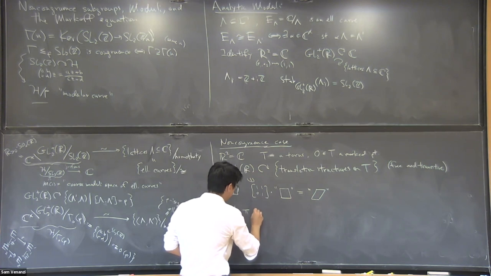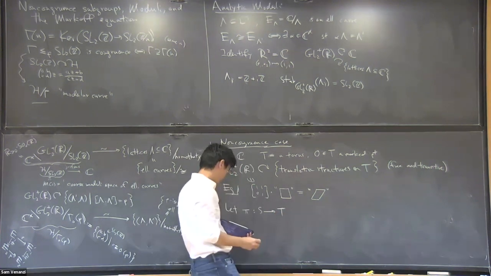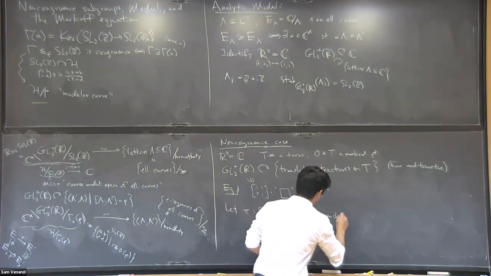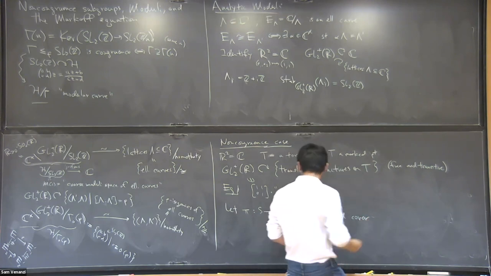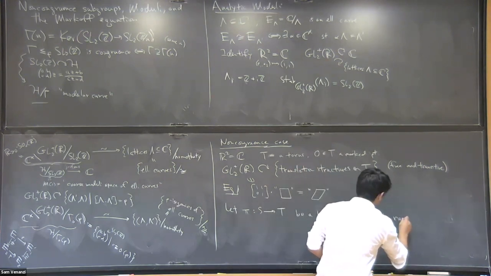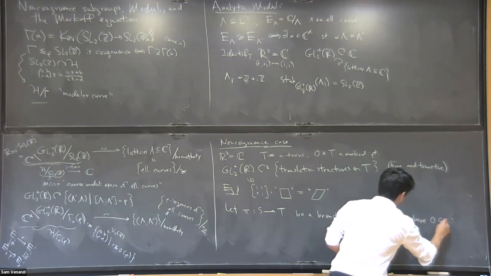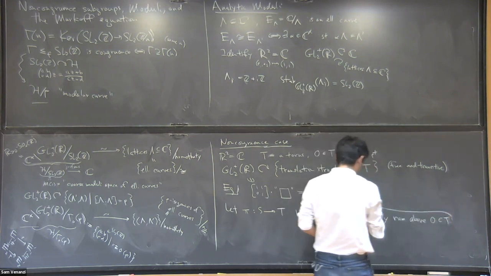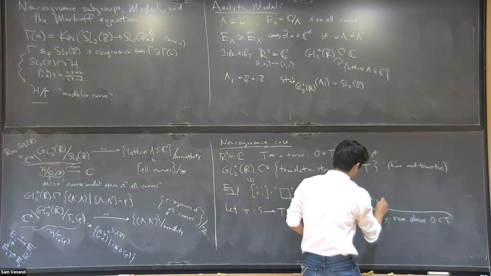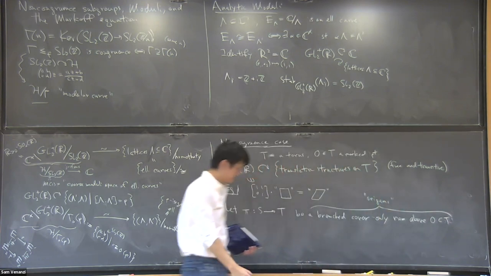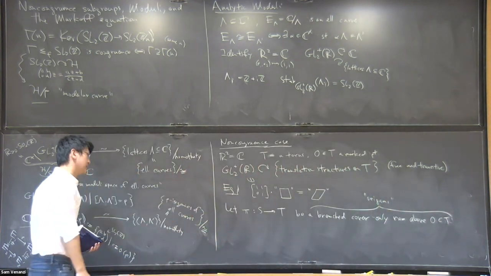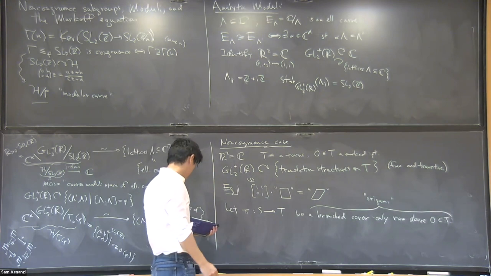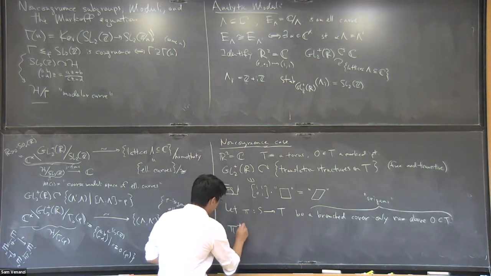Now, if you have a finite covering, let pi be a branched cover, only ramified above the marked point. This is in some contexts called an origami, and we're going to use this terminology because it saves a lot of space. So let pi be an origami, which is just a branched cover of the torus only ramified above the origin. Then for any such cover, you can pull back.